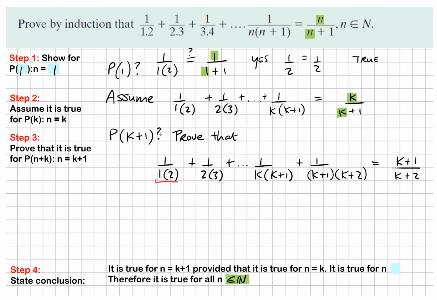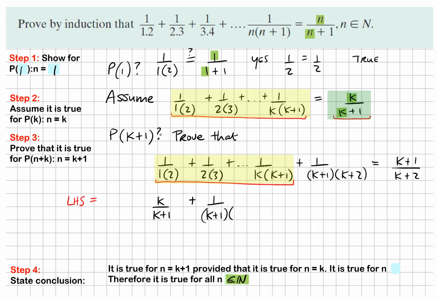Now we're going to use the assumption. We can see that on the left hand side of this expression, we have the sum to k plus this one extra k plus 1 term. We can replace the sum to k with what we've assumed it to be, that's k divided by k plus 1. So I can replace the yellow box with the green, plus we have this one extra term, the k plus 1 term.